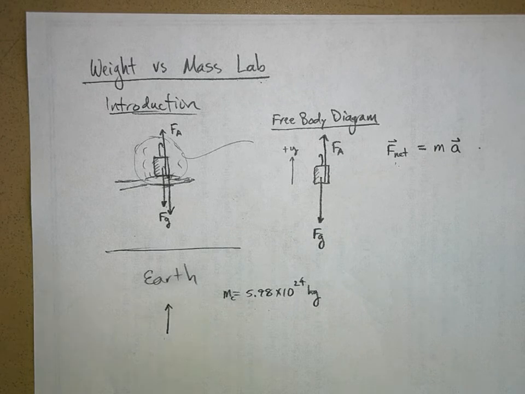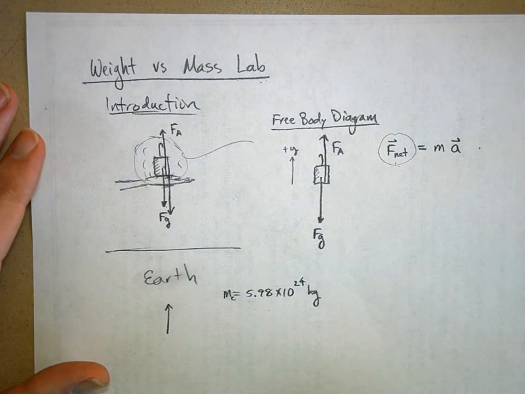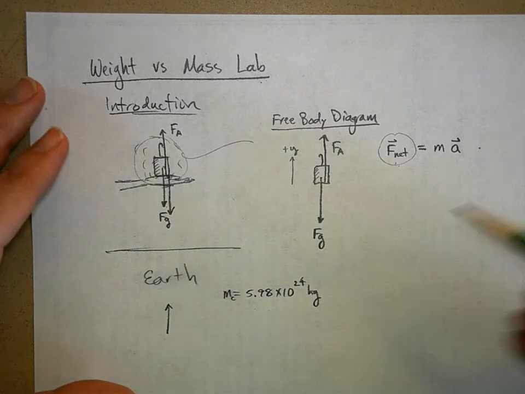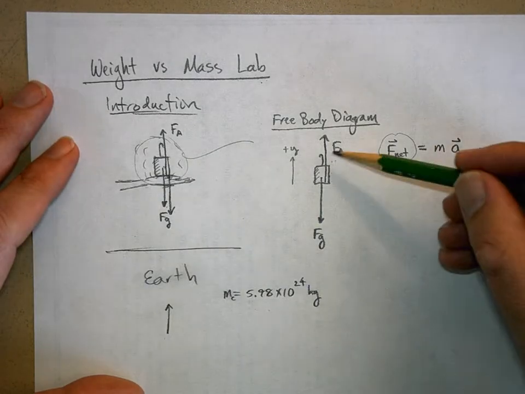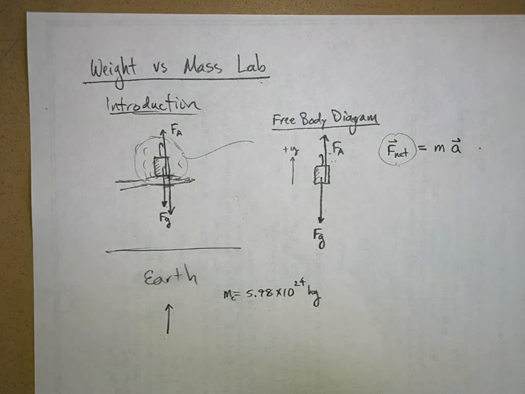Now, what is the net force? The net force is the force you get when you add up all the other forces acting on the object. Well, look at my object. I have to add these forces together, but what kind of quantity is a force? It has magnitude and it has direction. So therefore, force is a vector quantity.